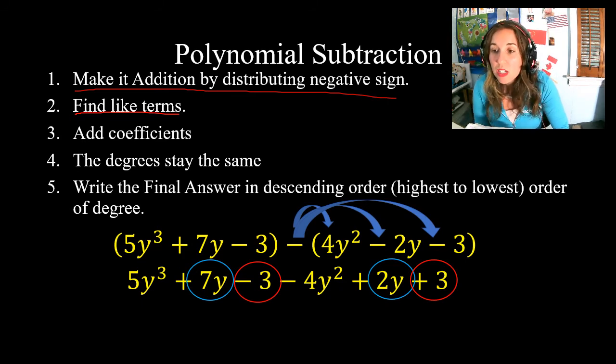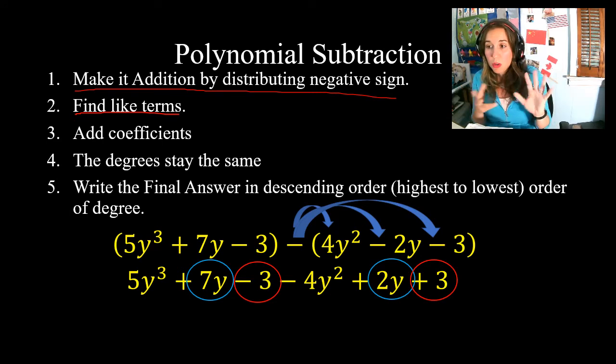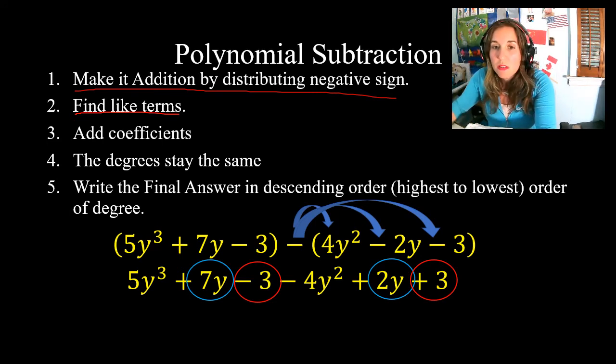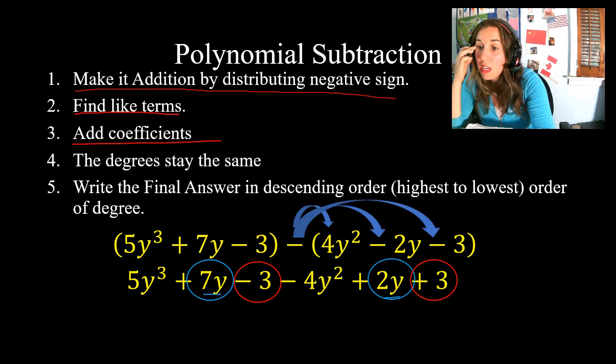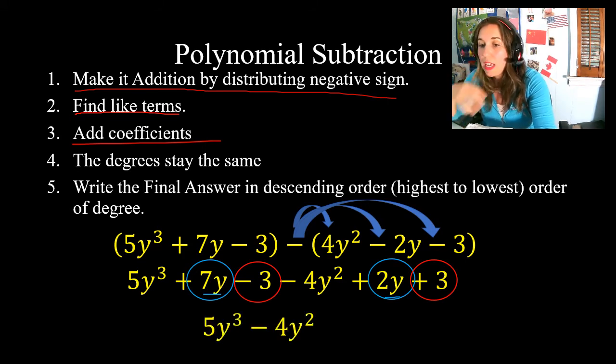So we have two sets of like terms here. Same variable, same degree: 7y and 2y. And then, of course, negative 3 and 3, the numbers we always just combine. Now we're going to add the coefficients of our like terms. So I'm going to start with my 7y and my 2y. If I have 7y's and I add 2y's to them, I get 9y's.